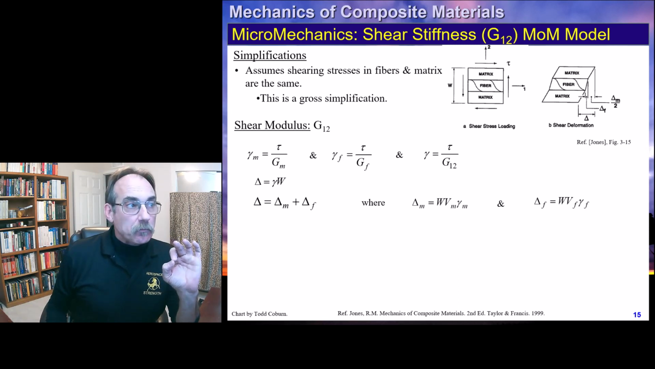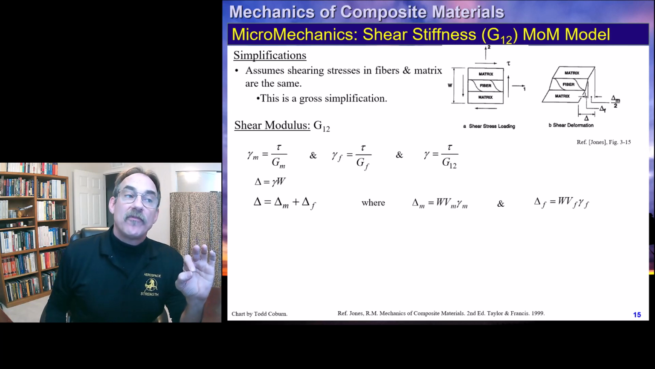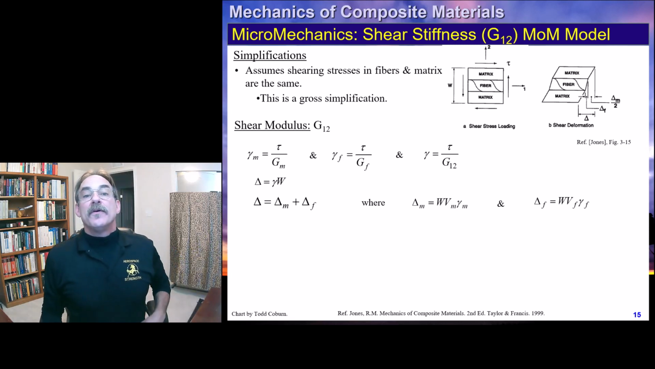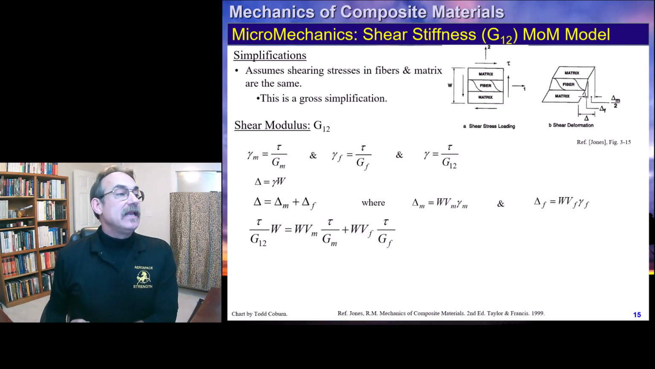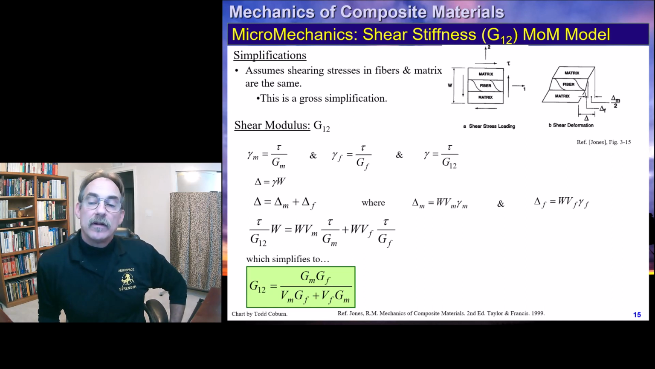Once again, recalling our equation for strain, the deflection of the matrix is the width of the element times the volume fraction of the matrix times the strain of the matrix. And then we can write the fiber equation similarly, plug all these together, and we get our rule of mixtures estimate for our shear modulus.